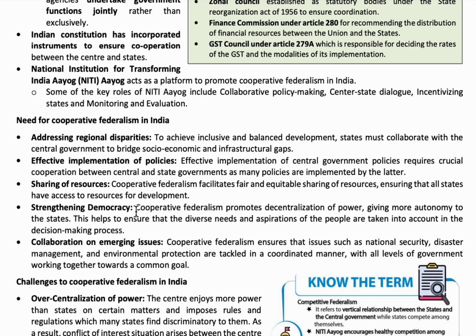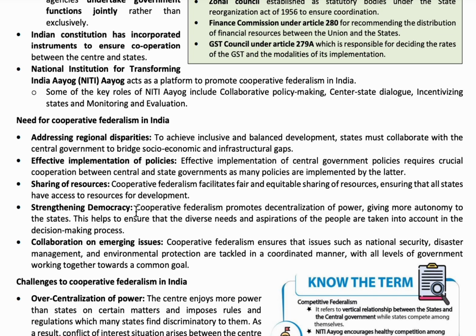And the center interferes in state matters, for example over the controversy of the new farm laws. Several states have opposed the central government, and several people have accused the central government of targeting opposition-party-ruled states by denying them funds and other resources.